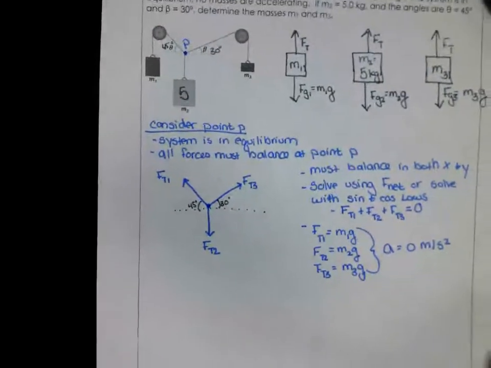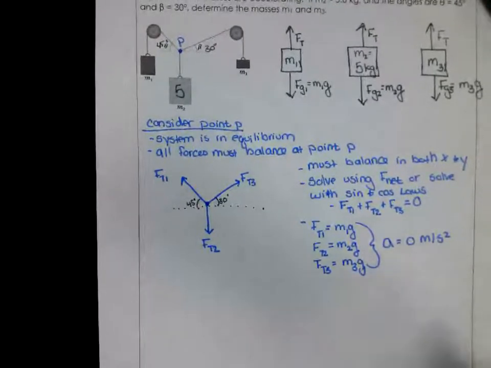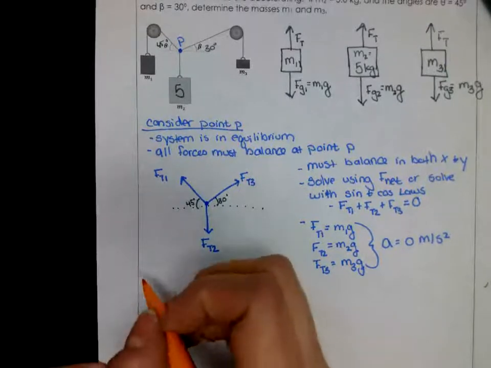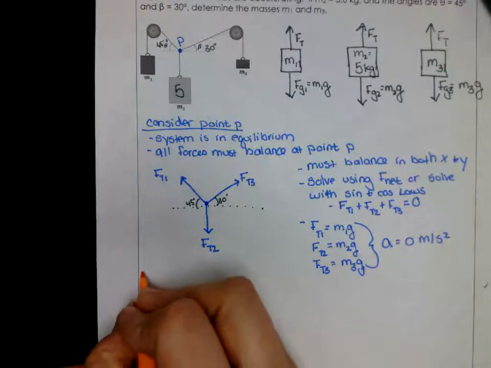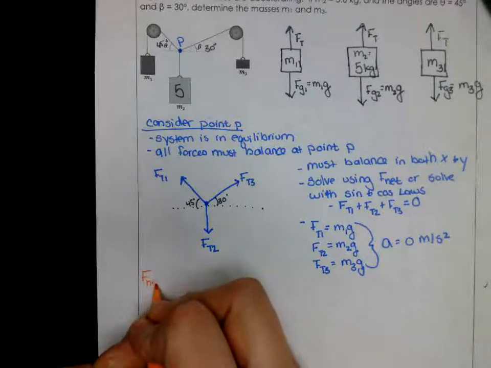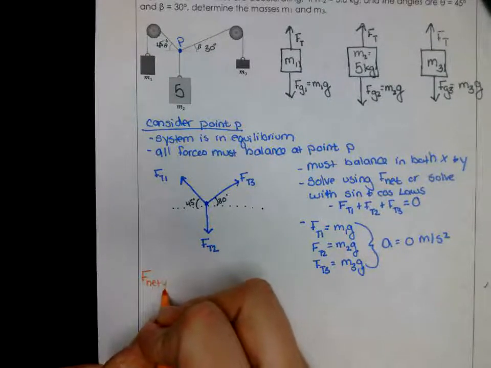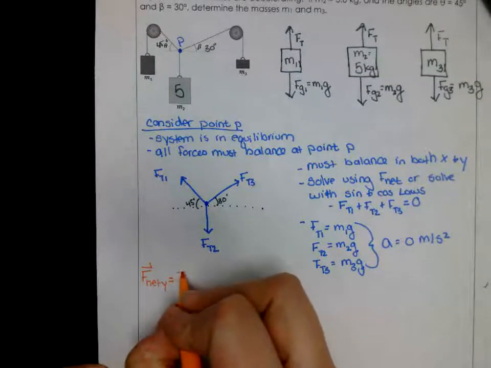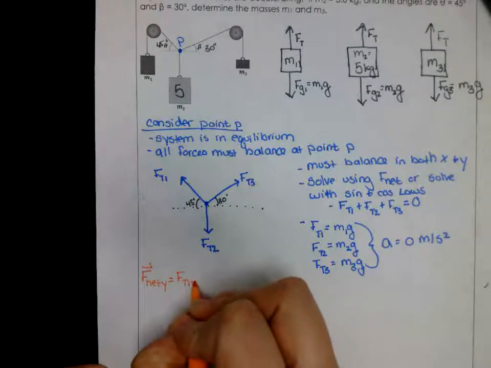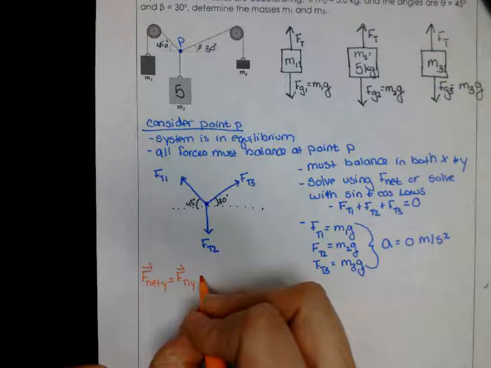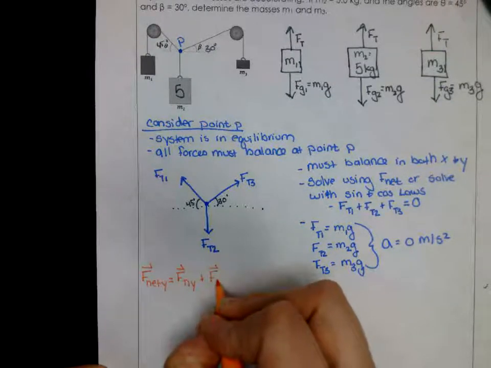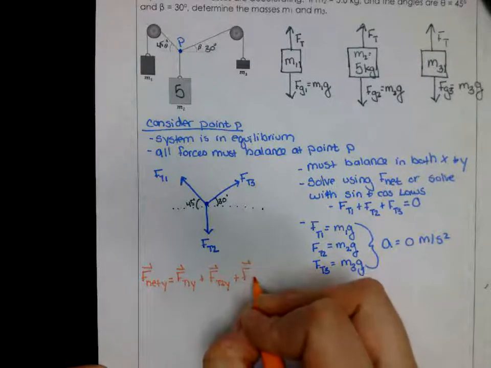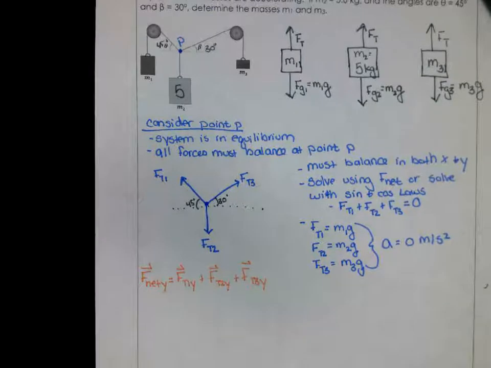All right, so I said I was going to use our FNet statements. And because I need to solve in both the x and the y, I'm going to do x first, and then I'm going to do y. So I'm going to start out, and I'm going to find my y. So my net forces in the y direction are equal to the force of tension 1 in the y direction plus the force of tension 2 in the y direction plus the force of tension 3 in the y direction.